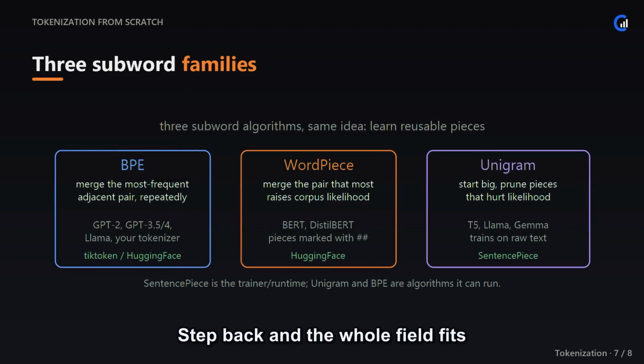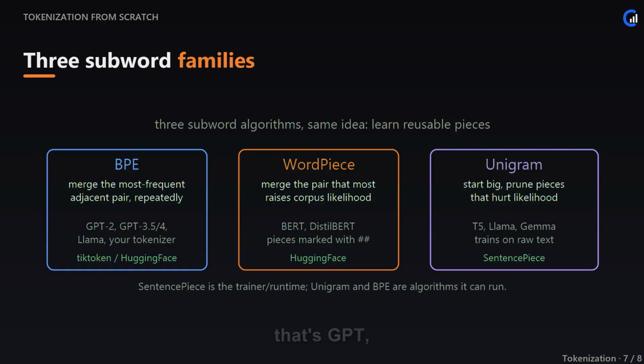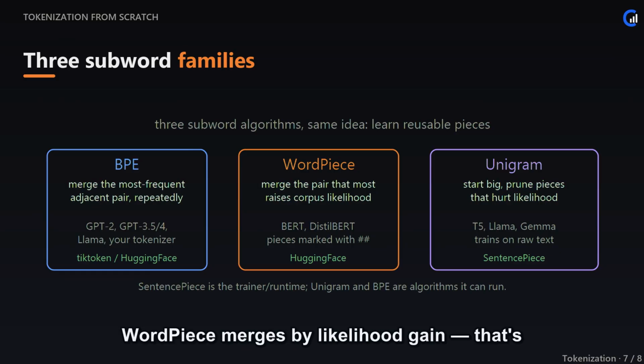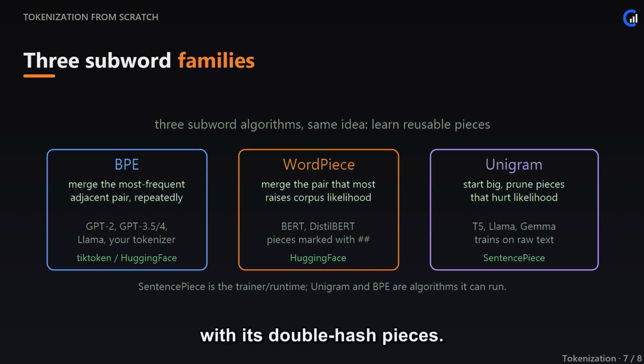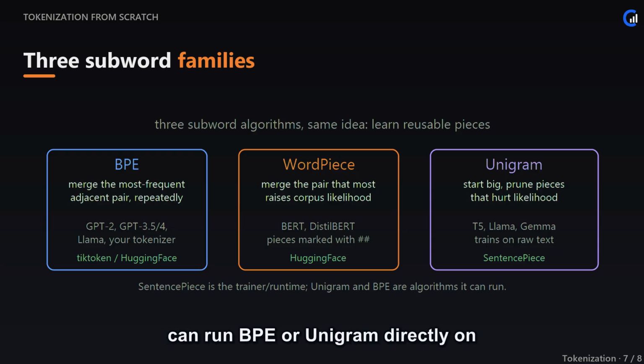Step back and the whole field fits on one slide. BPE merges the most frequent pair, that's GPT, Llama, and your tokenizer. WordPiece merges by likelihood gain, that's BERT, with its double hash pieces. Unigram starts with a huge candidate set and prunes the least useful pieces, that's T5 and Gemma. SentencePiece is the trainer and runtime that can run BPE or Unigram directly on raw text, which is why it handles languages without spaces so gracefully.